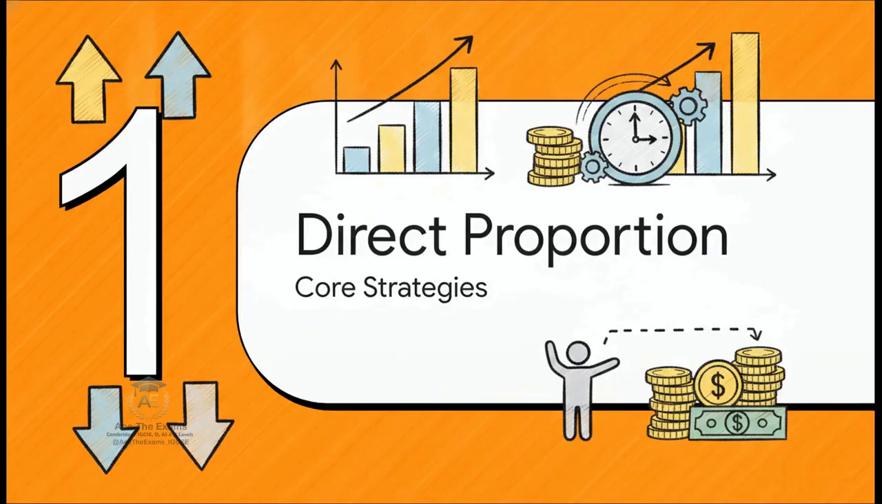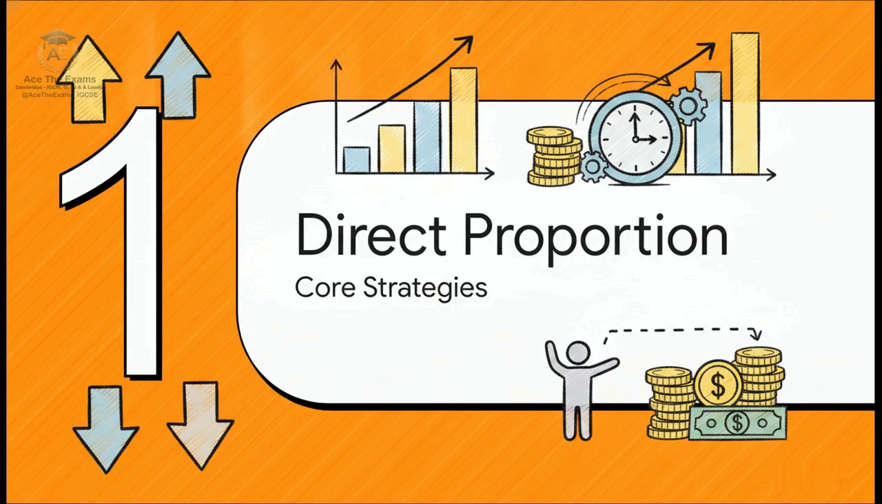Section 1, direct proportion strategies. We are starting with our core foundational weapons. Direct proportion is the baseline. It simply means that as one quantity increases, the other increases right along with it at the exact same rate. If you work twice as many hours, you get paid twice as much money.